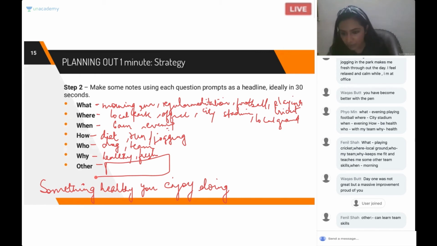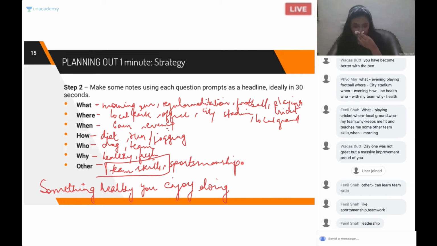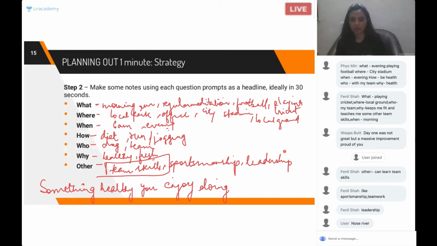Okay, you have another one: you can learn team skills. Sportsmanship, that's a very good one. You can talk about sportsmanship. Anybody else want to try the other part? Okay, leadership. Great. It's all related, isn't it? But these are additional points that you can quickly keep a note of. So in case you're running short of something, you can use these and get better.